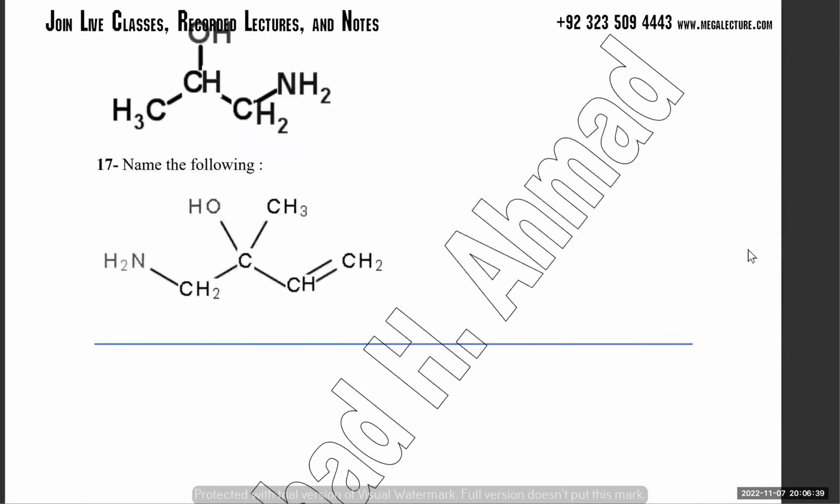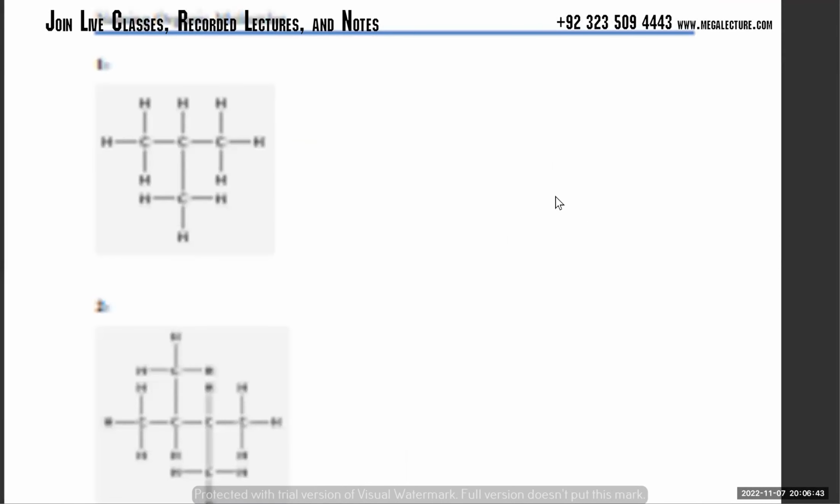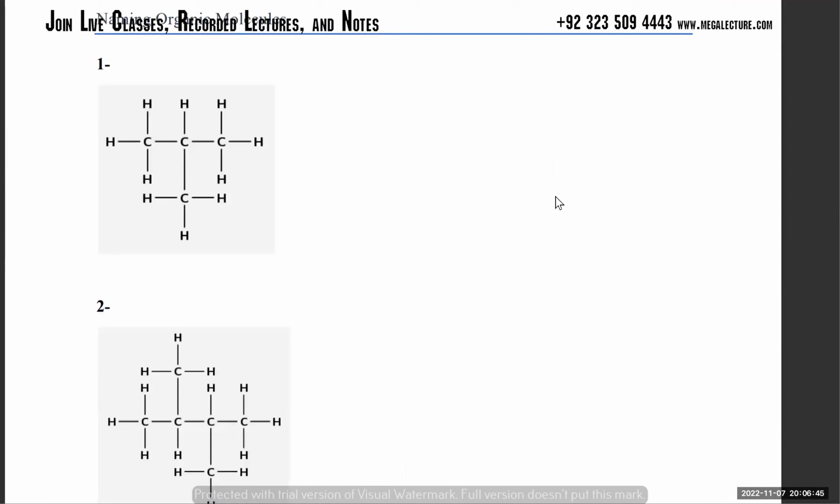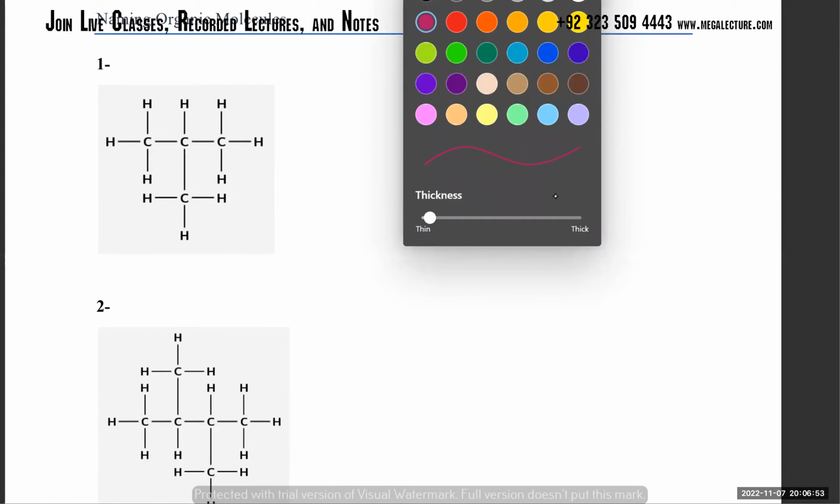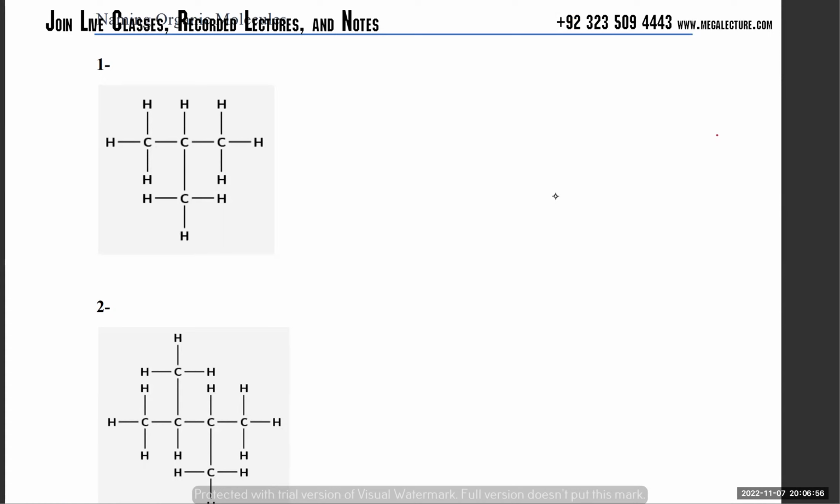The whole question will actually depend on your ability to understand what the name of the molecule is. So let's start naming these. I'm going to start with the first one. Longest chain.